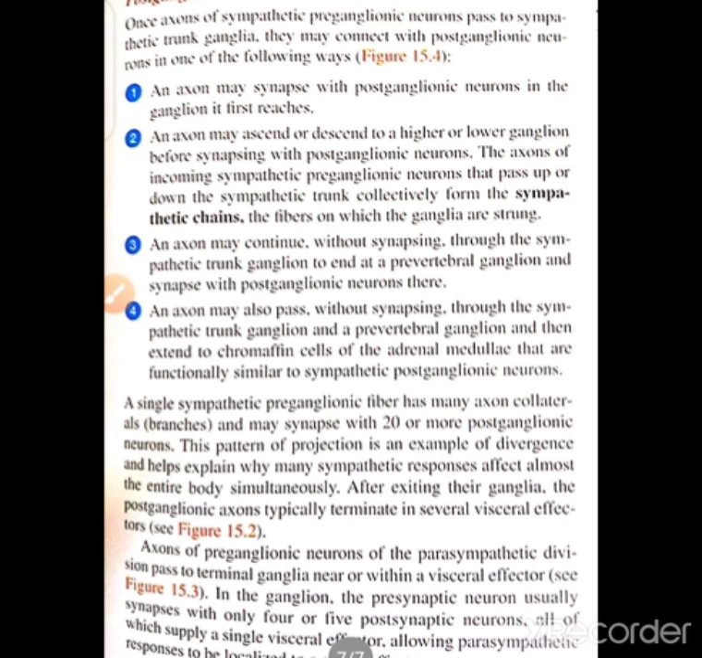In the sympathetic division, they synapse with 20 or more postganglionic neurons. Here they synapse with 4 or 5 postsynaptic neurons, all of which supply a single visceral effector, allowing parasympathetic responses to be localized to a single effector. So the parasympathetic response is more localized and the sympathetic response is more generalized, with more organs involved.